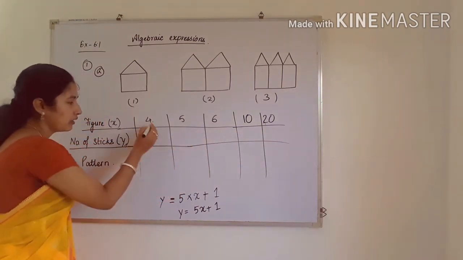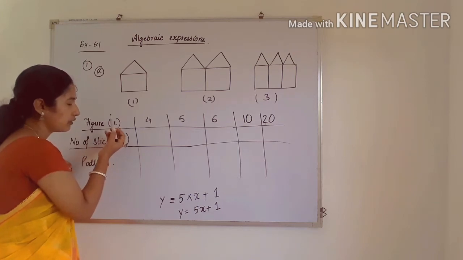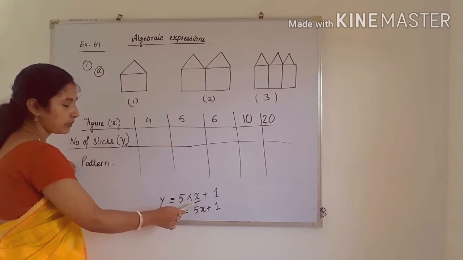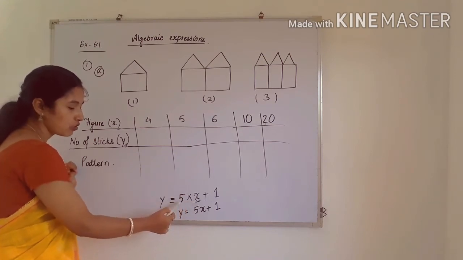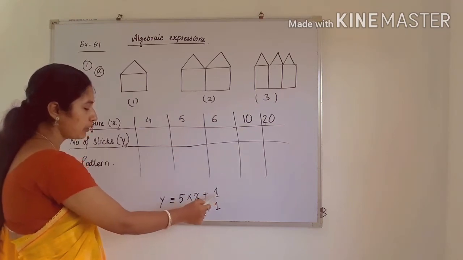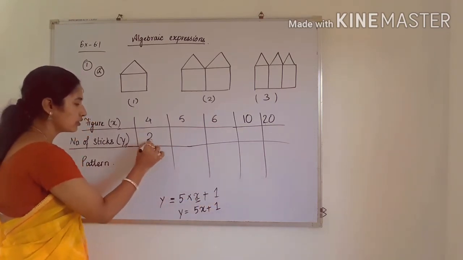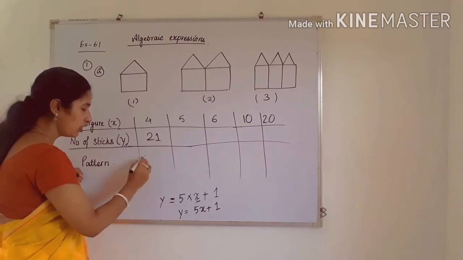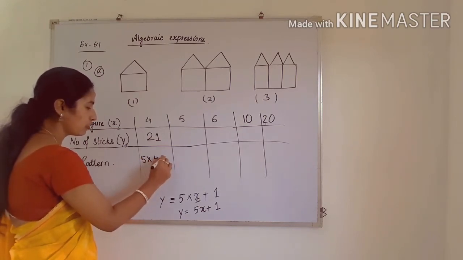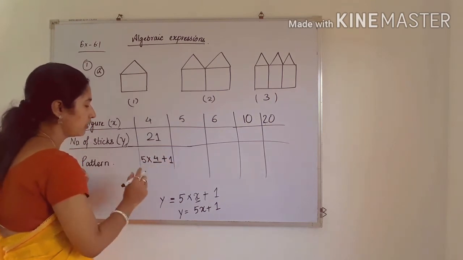So see, the value of x is 4 now, so in the place of x you can put 4. By that way we will get 5 4s are 20 plus 1 will be what? 21. So in this place we will get 21. So here you have to mention the pattern, 5 into what? 4, and 1 is constant, so adding 1.